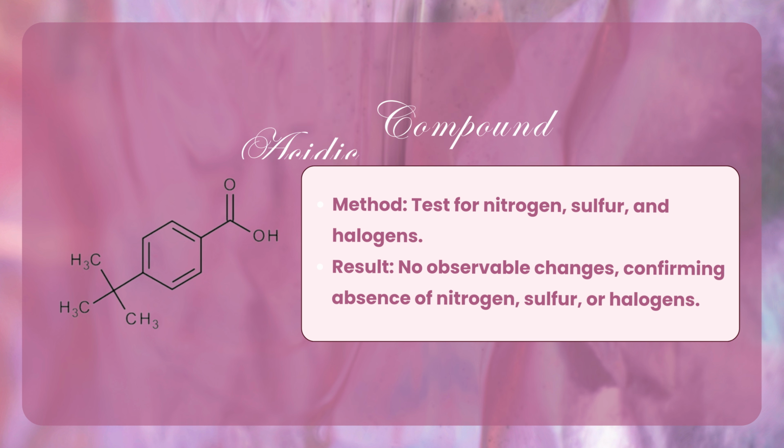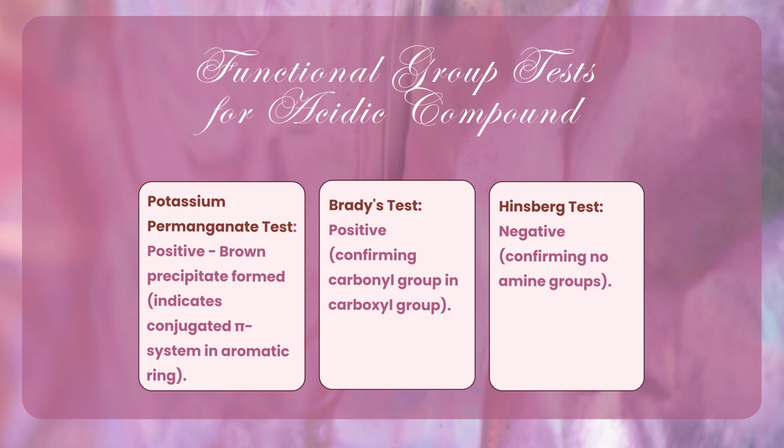Next, I continued to use a series of functional group tests to further verify the presence of key functional groups in the unknown acidic compound. The reaction with potassium permanganate indicated the presence of conjugation, and the result is positive, which is typical for an aromatic carboxylic acid. I then also carried out the Brady test, resulting in a yellow precipitate confirming the presence of a carbonyl group. Since this is a part of the carboxyl group, it was another strong indicator of the compound's identity.